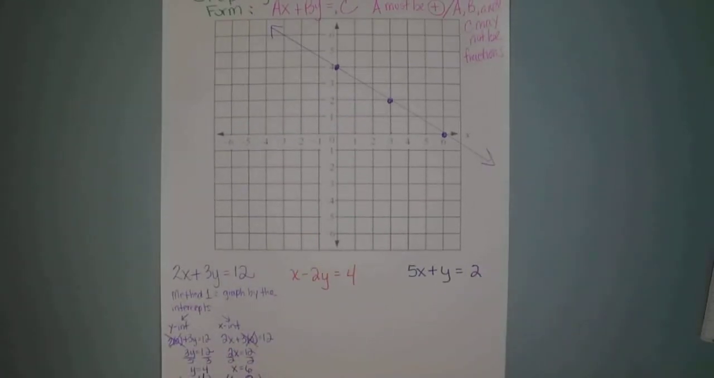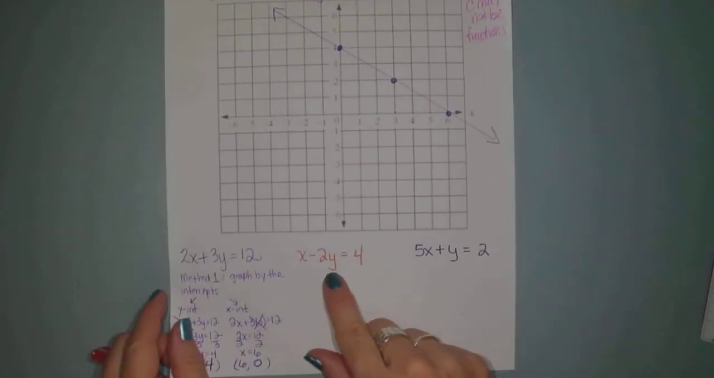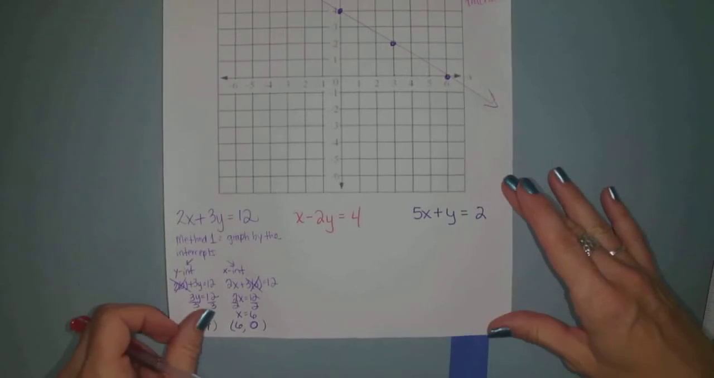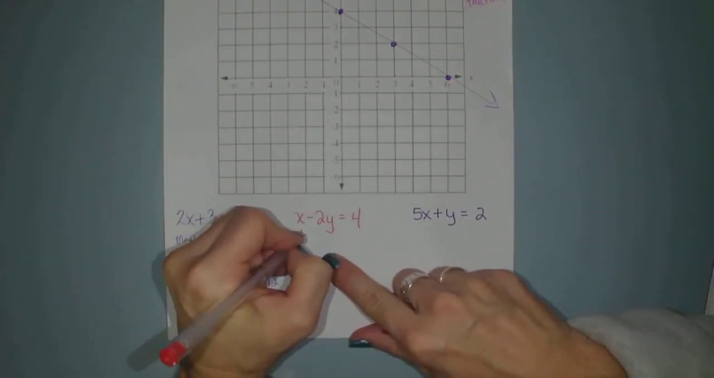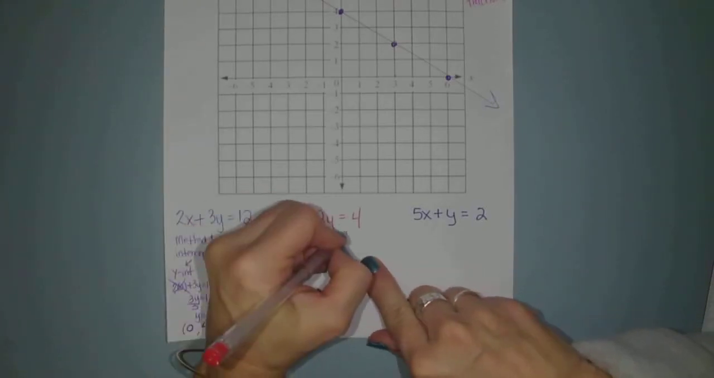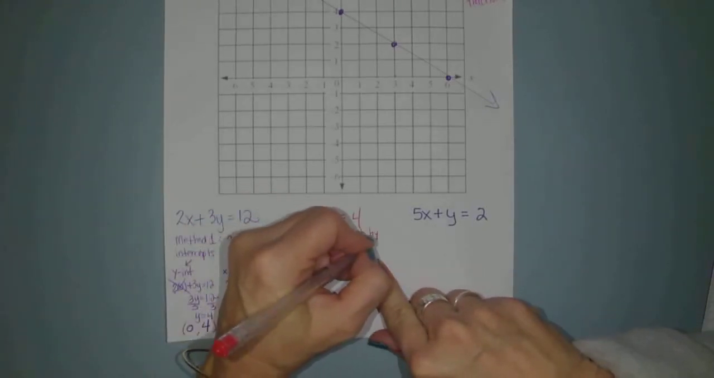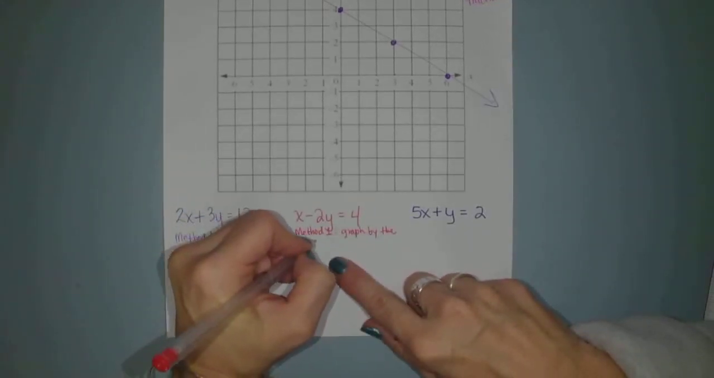Okay, look at our next one in red. Let me change colors here. The next line is red. It says x minus 2y equals 4, clearly in Ax + By = C form, standard form. Let's do method 1. Let's graph by the intercepts, both x and y.